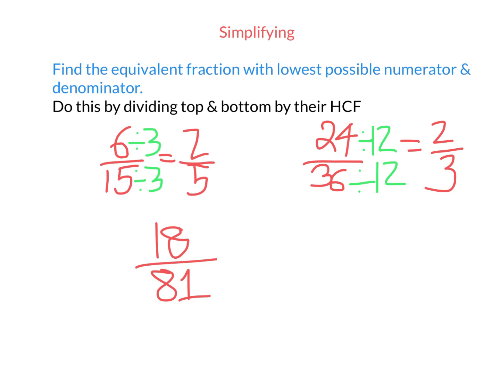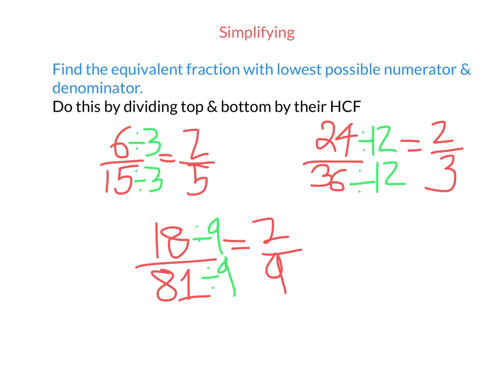Let's simplify it. The highest number that goes into 18 and 81 is actually 9. So I'm going to divide top and bottom by 9. What you do to the top, you must do to the bottom. 18 divided by 9 is 2. 81 divided by 9 is 9. 18 over 81 and 2 over 9, they are equivalent fractions. They have exactly the same value.